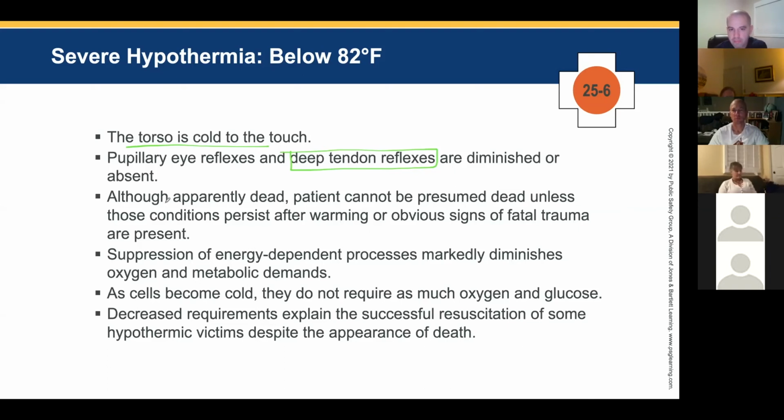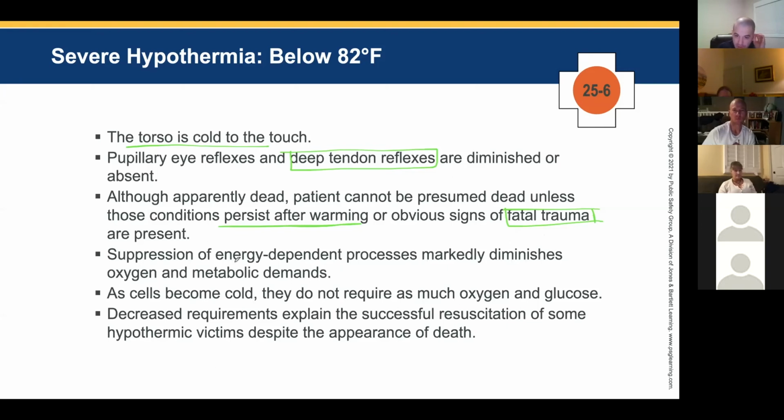So although apparently dead, the patient cannot be presumed dead unless these conditions persist after warming. Once again, you're not dead till you're warm and dead, or obvious signs of fatal trauma are present. What would be some signs of obvious fatal trauma? Massive head injuries. Decapitation. Yeah, your head's not there, right? If your head's not on your body, there's no point in trying to warm me back up. You're not going to survive. So those would be examples of massive or obvious fatal trauma.